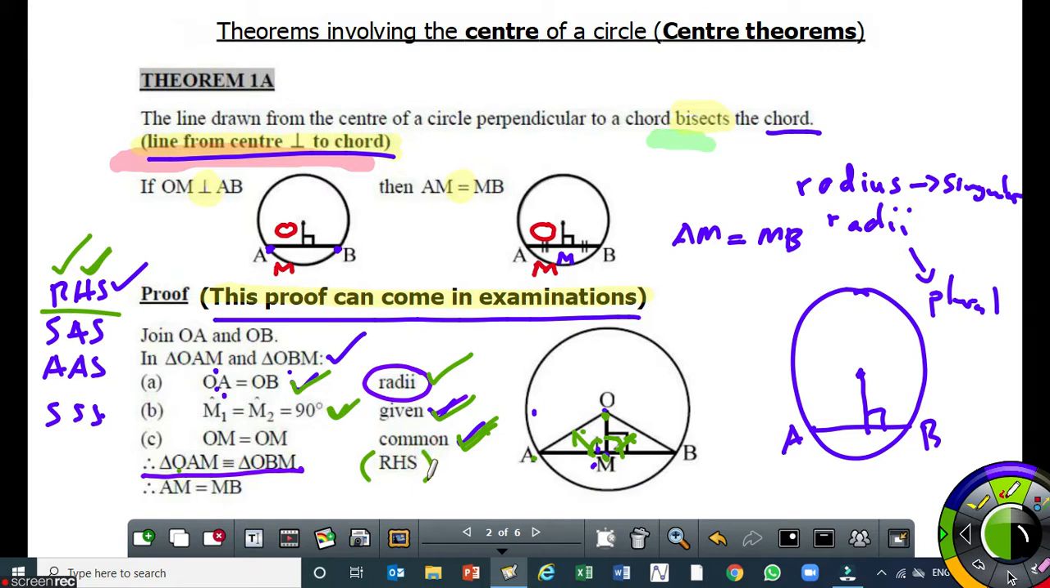Once we prove the congruence of the two triangles, we can say, therefore, AM is equal to MB because the corresponding sides of two congruent triangles are equal. And then we are done with the proof. I have to remind you, the proof is examinable. You have to memorize it.